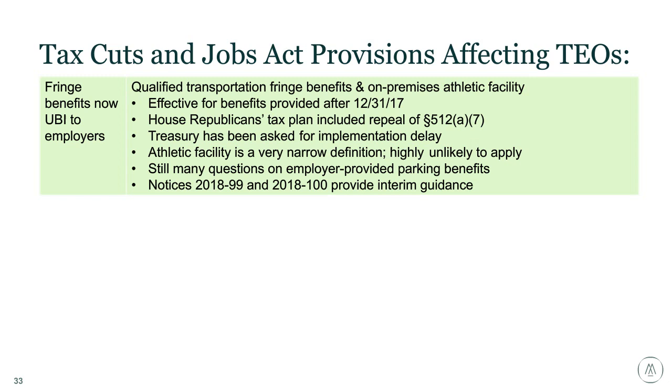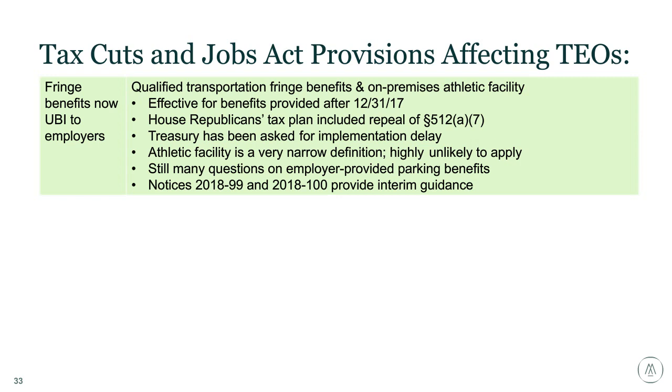And on-premise athletic facilities is something that's not really applicable to most organizations because as it's been clarified, this would be for organizations that provide on-premise athletic facilities only available to highly compensated employees. So it's not if you're a university and you have a recreation center that employees have access to, that wouldn't be included here in an on-premise athletic facility. It would just be one that you have limited to your executives and highly compensated employees.